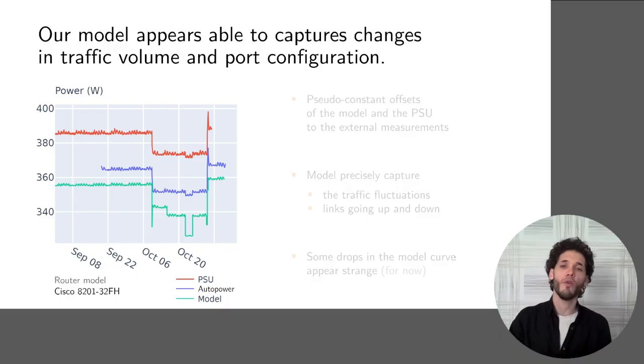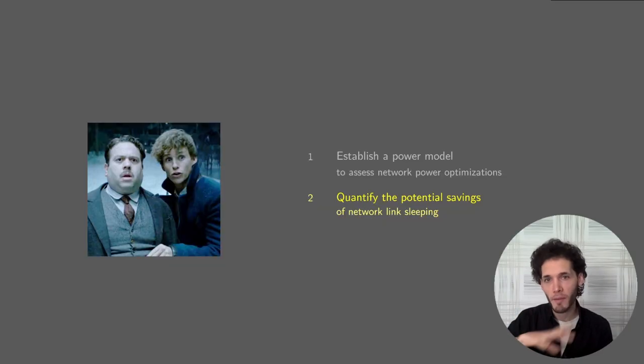The bottom line is, overall, the model seems to be able to capture the power delta that we are most interested in for our needs. So we can take that and move to step 2, which is, now that we have this model, we can try to quantify how much energy we could save by turning links off.